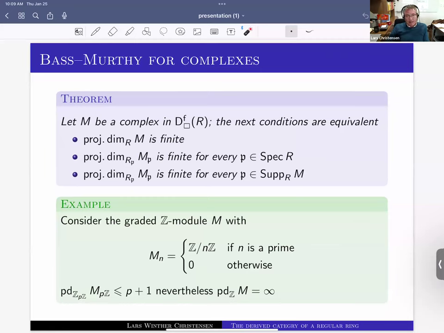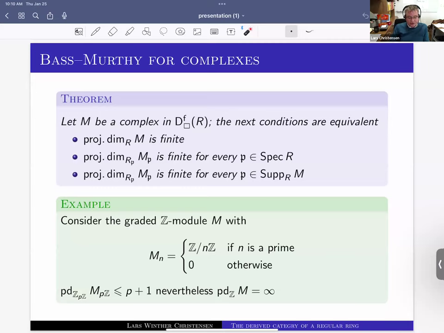An important statement in the study of modules over regular rings is a theorem by Bass and Murthy, some point in the 60s, which says that, in general, if you're looking at not finitely generated modules, you can build yourself a module that locally at every prime has finite projective dimension, and yet globally has infinite projective dimension. That actually can't happen for a finitely generated module, and there's a similar statement for complexes, which is the one listed as the theorem here. So if your complex has bounded homology, zero in both very large and low degrees, and the homology modules are degree-wise finitely generated, then one can detect finiteness of the projective dimension globally over R, locally at primes.